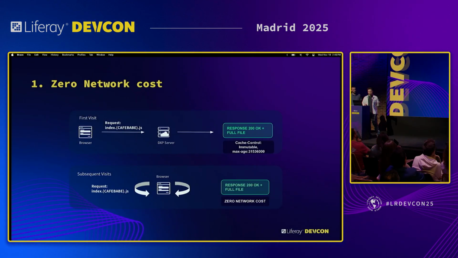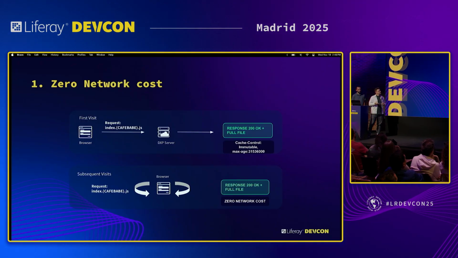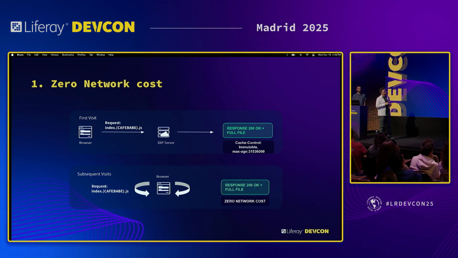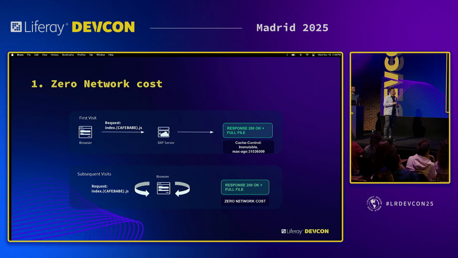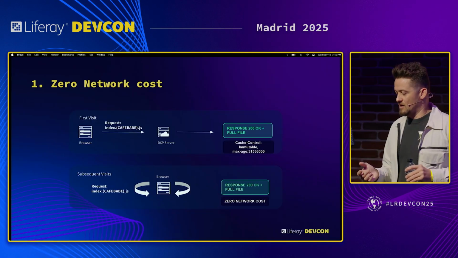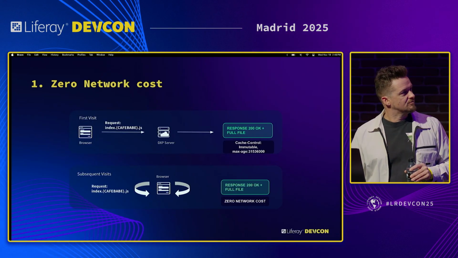For the first visit of a user, the browser calls the file. The DXP server returns a 200 OK with the full file. Then the cache control is immutable, with a max age of a year. Why a year? Because you have to put a number. A year was infinite enough in software, so we decided to put a year.